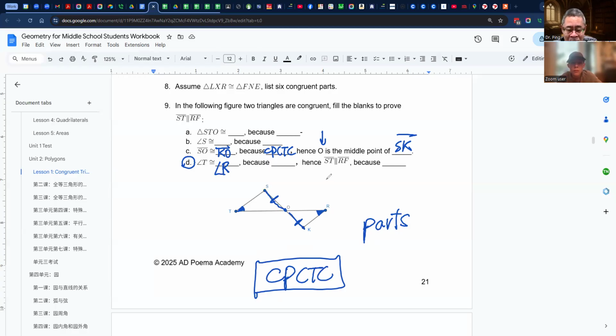And therefore, ST is parallel to RF because of what? It has to do with angle T and angle R, because angle T is congruent to angle R. So therefore, we say this line is parallel to this line. But there's a reason for that. There is a theorem behind that we need to use. So what's that theorem?